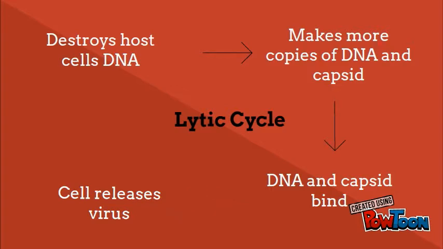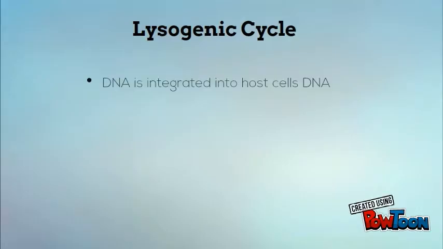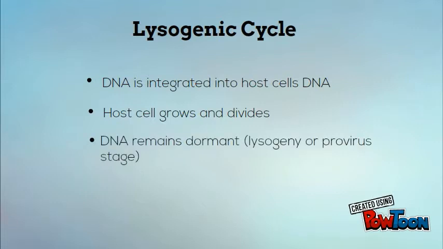The capsid and DNA come together to form more viruses, and the host cell bursts to release the viruses. The second way is known as the lysogenic cycle, where the DNA is not replicated but rather integrated into the host cell's DNA. The host cell itself continues to grow and divide, as cells do, all the while making copies of that viral DNA. As a result, more than one cell has the viral DNA in it. The viral DNA remains dormant for a period of time, which is known as the lysogeny or provirus stage, until there is a change in the cell's environment. Then, the cell enters the lytic cycle.